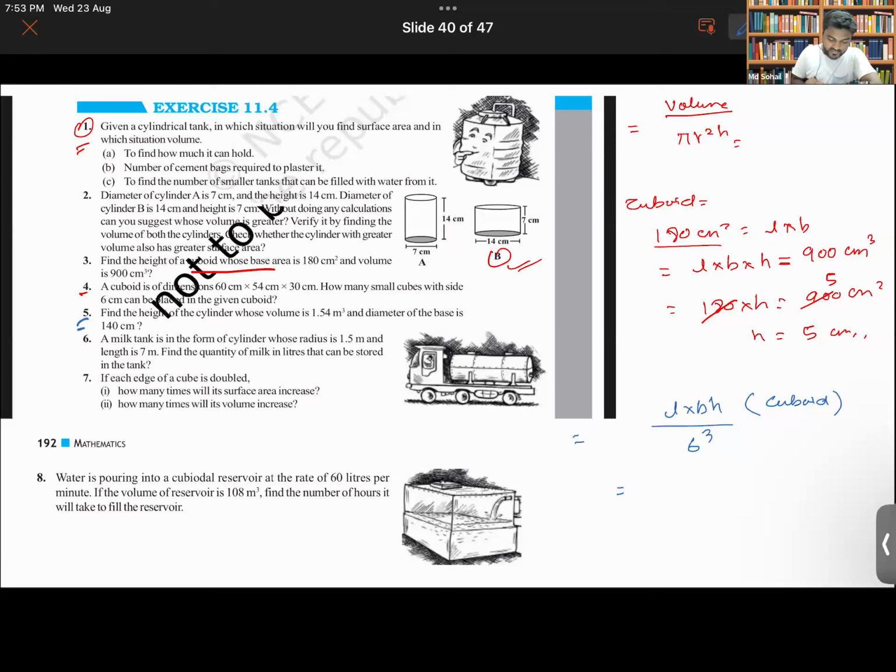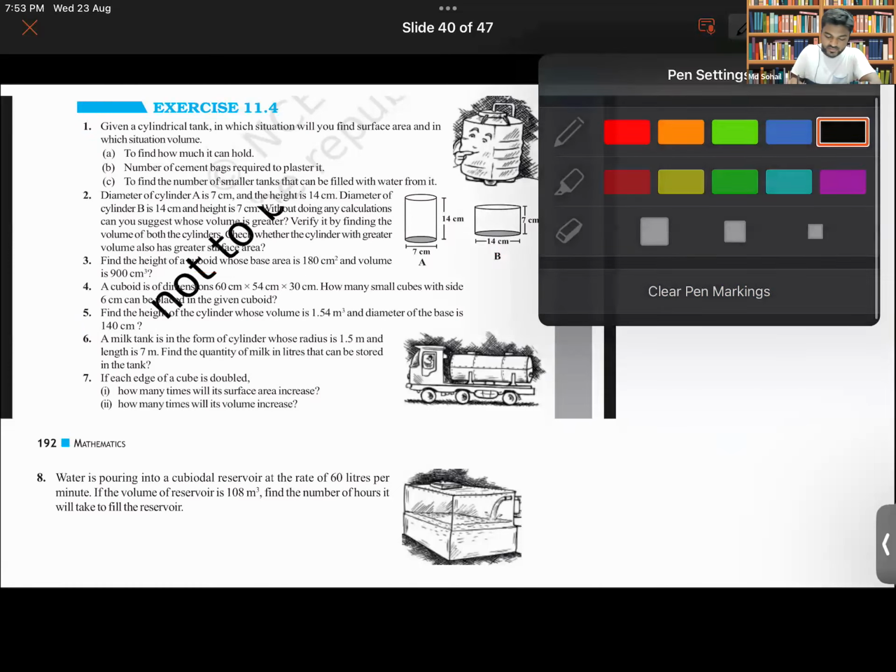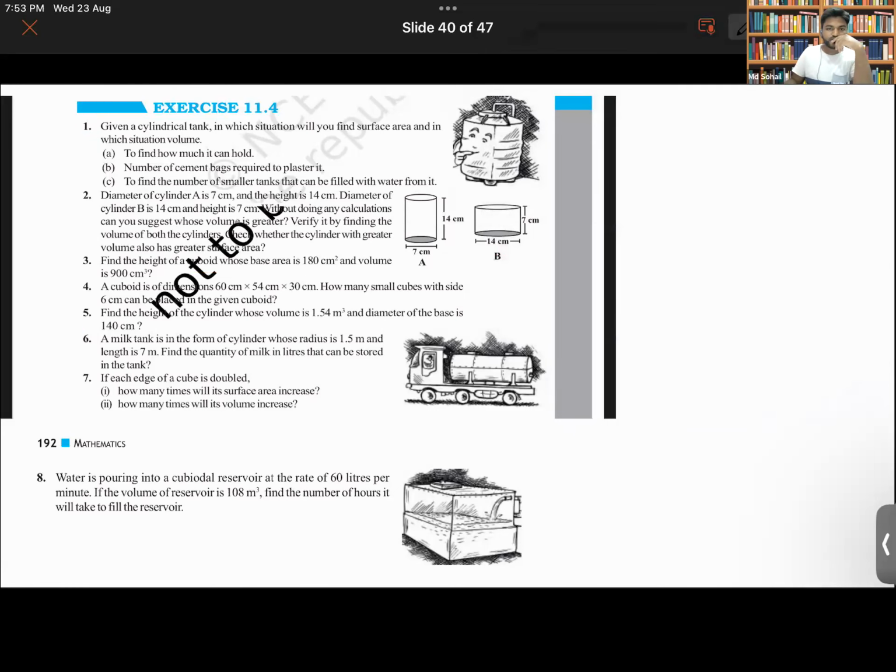Question number 5. Find the height of a cylinder whose volume is 1.54 cubic meter and diameter of the base is 140 centimeter. Shall we do this one or leave this one? You can move on. 70 centimeter. Good. Question number 6. There's a milk tank in the form of a cylinder whose radius is 1.5 meter and length is 7 meter. You need to find the quantity of milk in liters that can be stored in the tank. It's quite simple, just find the volume. Getting it now? Okay, good.